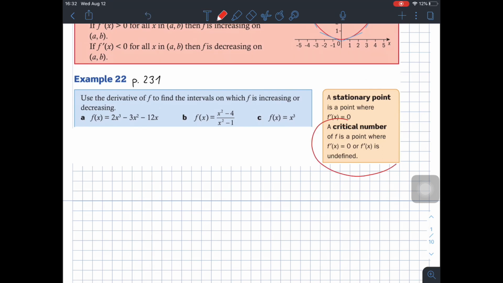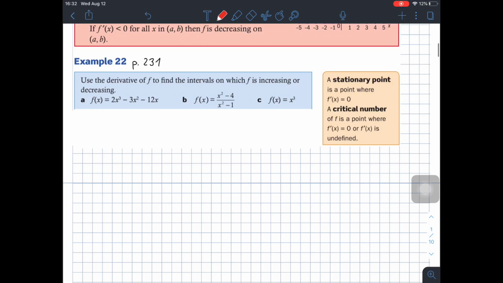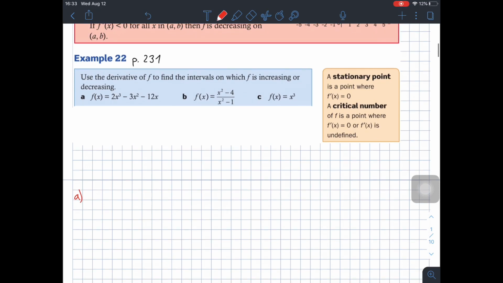And then it says a critical number of f is a point where the first derivative is 0, or also where the first derivative is undefined. Okay, so let's see the first example for part A. If we want to find the intervals on which the function is increasing or decreasing, the first thing we need to do is to find the derivative of the function, okay?